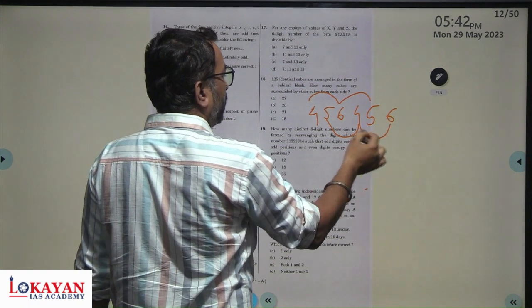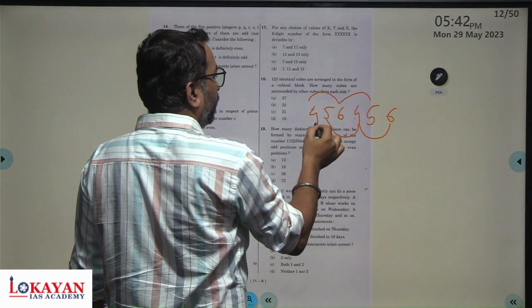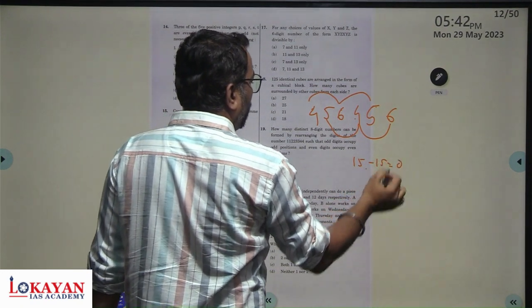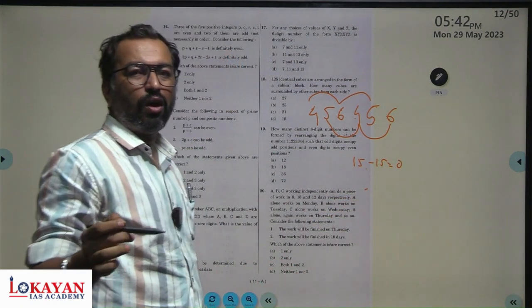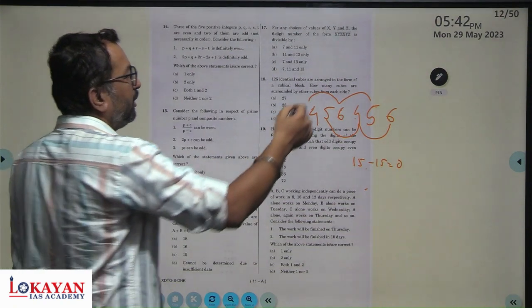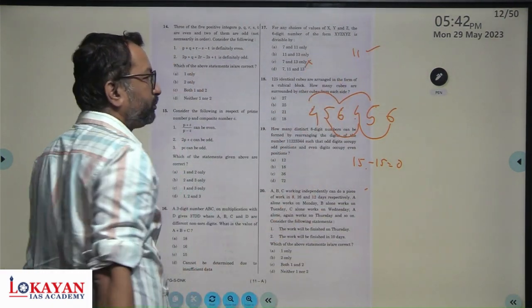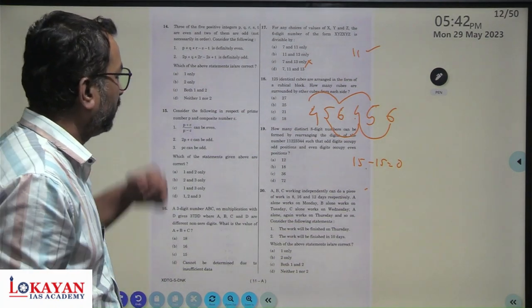What will be the addition? 6 plus 4 is 10, plus 5 is 15. 4 plus 6 is 10, plus 5 is 15. So 15 minus 15 is 0. If that difference is 0 or a multiple of 11, then that number is divisible by 11. So 11 is correct. This option is wrong because there is no 11 in option C.